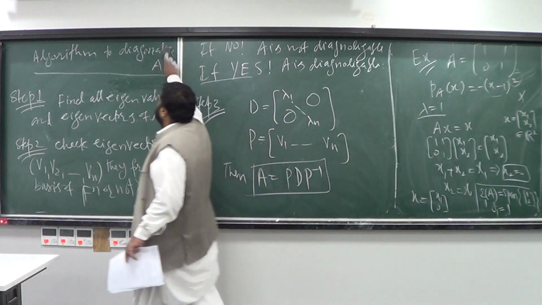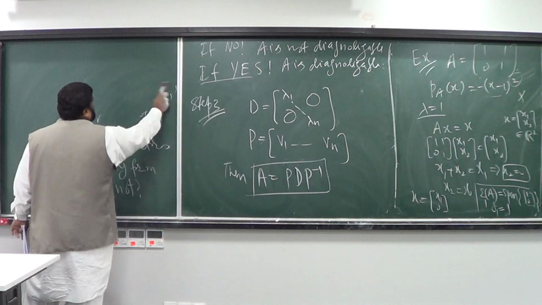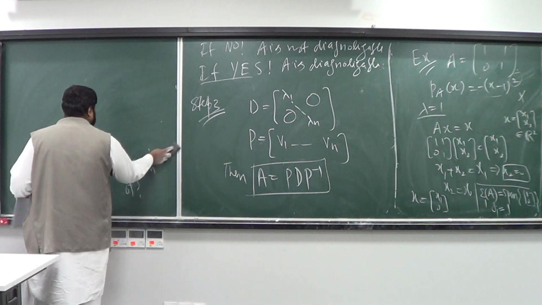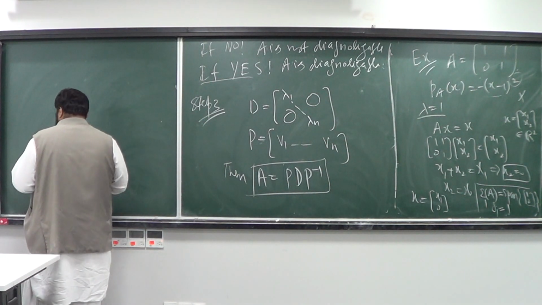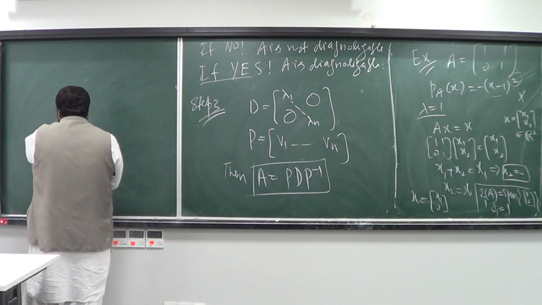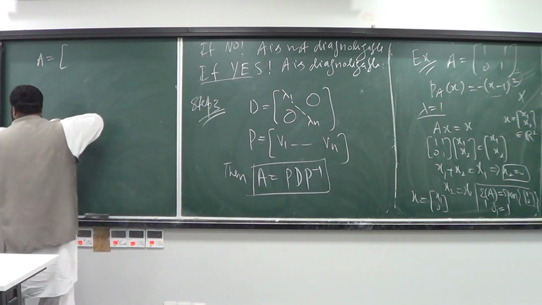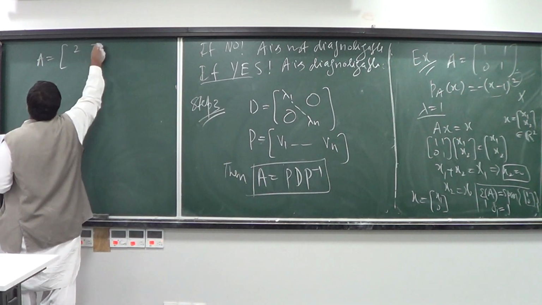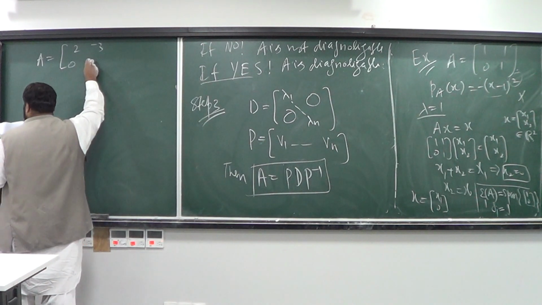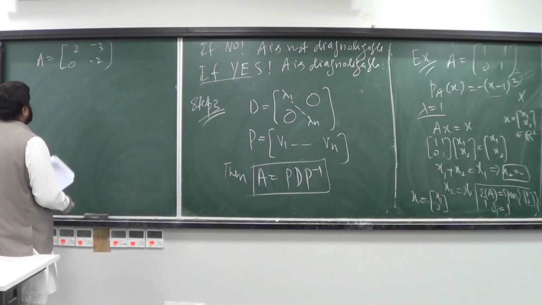Let's do an example when the matrix is diagonalizable. For example, let's take this matrix A. So it's negative 3, 0, negative 2. This is what it is going to be.